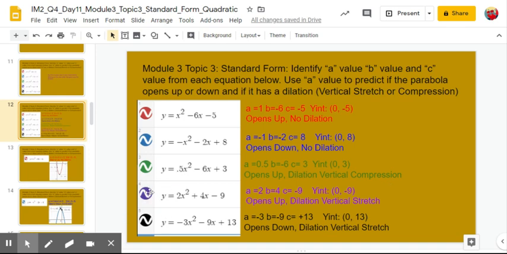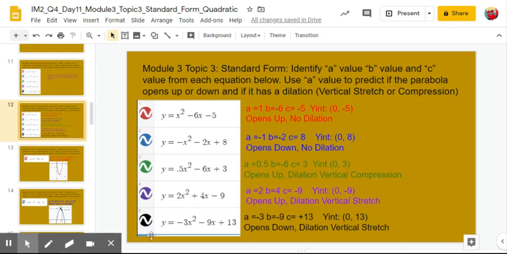All right, for the fourth function here, y equals 2x squared plus 4x minus 9. Our a value is 2. Our b value is 4, and our c value is -9. So the a value is positive, so it opens up. It's 2, that's greater than 1, so that means it has a dilation, and it's a vertical stretch. Our c value is -9, therefore the y-intercept is 0, -9.